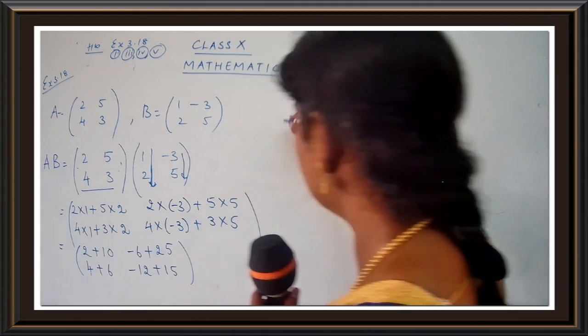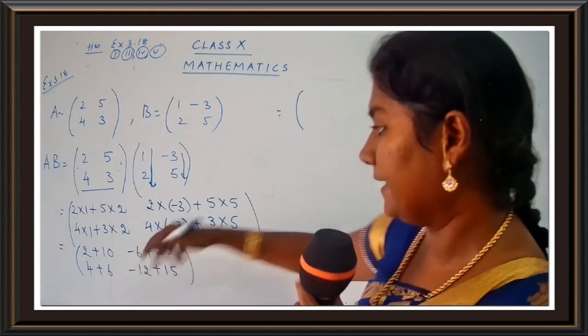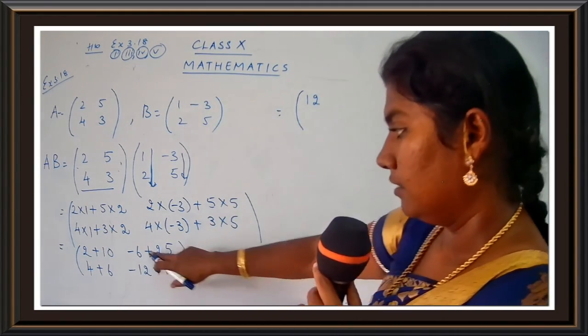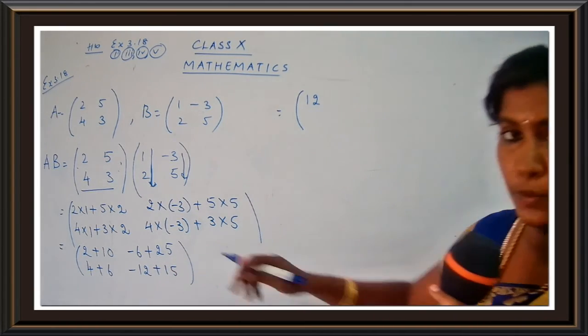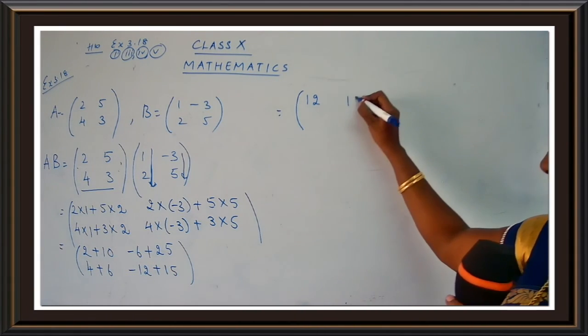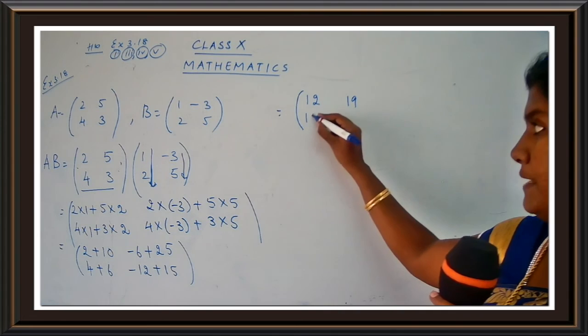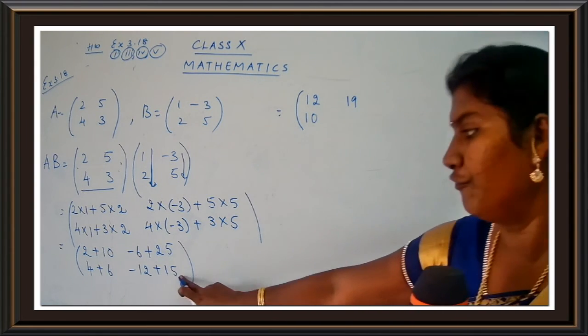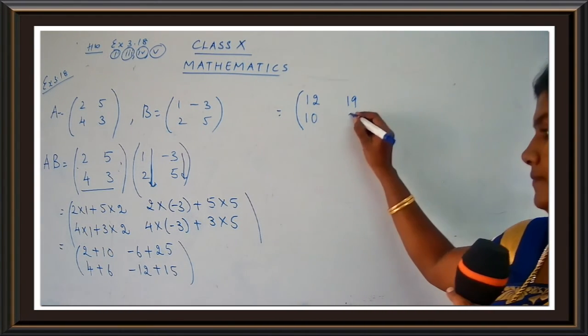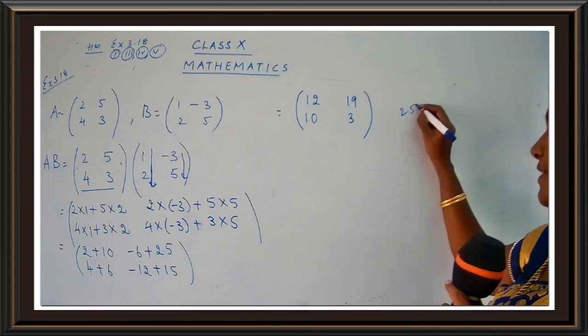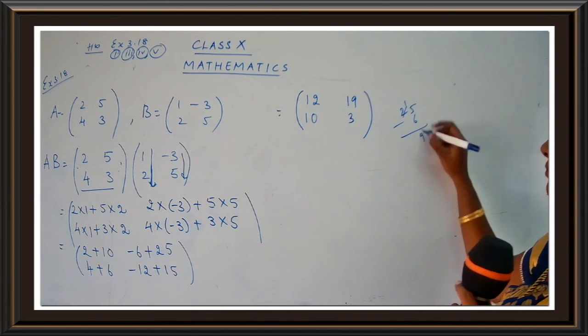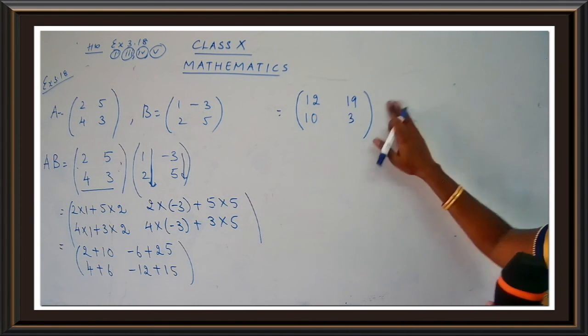Okay, let's complete it. 2 plus 10, 12. Minus 6 plus 25. 25 minus 6, 19. 4 plus 6, 10. 15 minus 12, that's 3. 25 minus 6 gives you 19. Simple calculation, no need to do it.